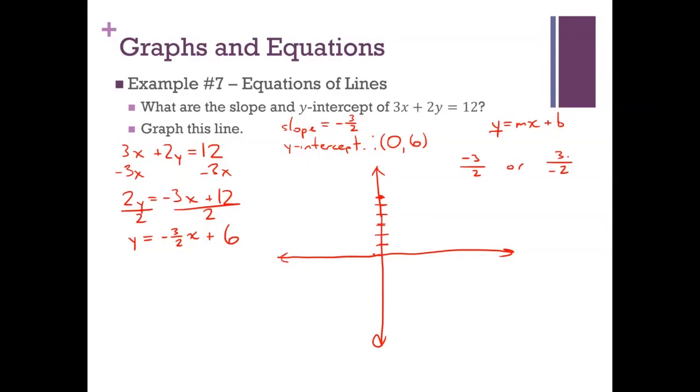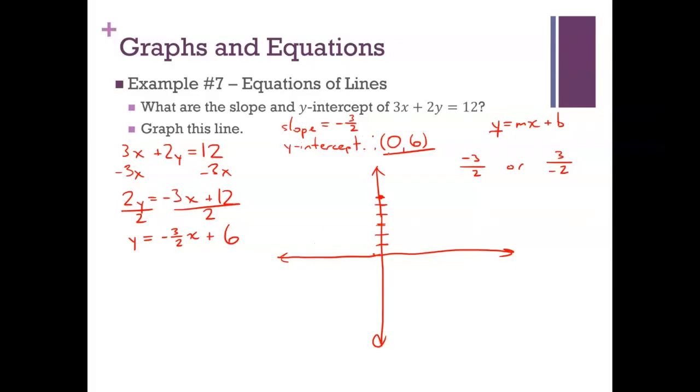The numerator is 3, right? So how do we write this? Are we going to write 0, 6? The reason I'm writing the y-intercept in brackets like that is because the y-intercept is a point. The slope is not a point. It's a ratio. It's a single number.